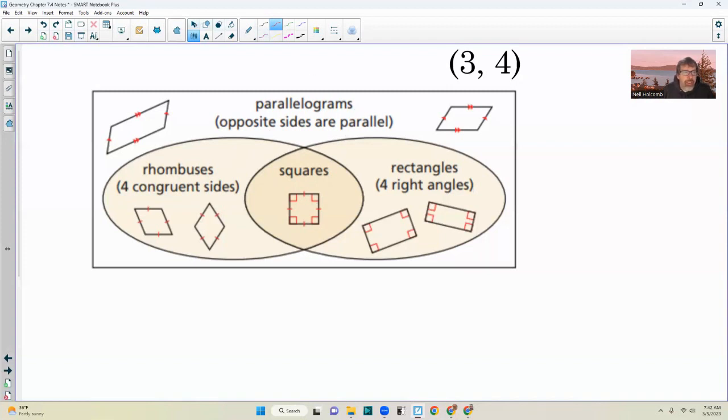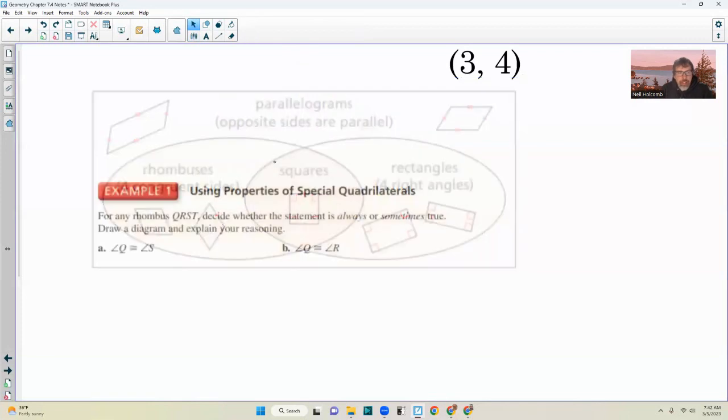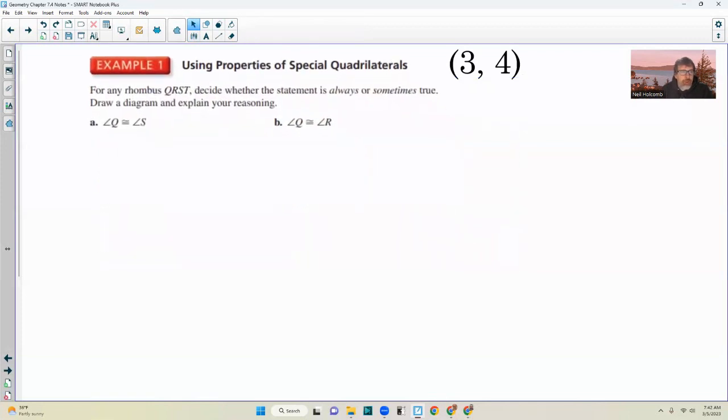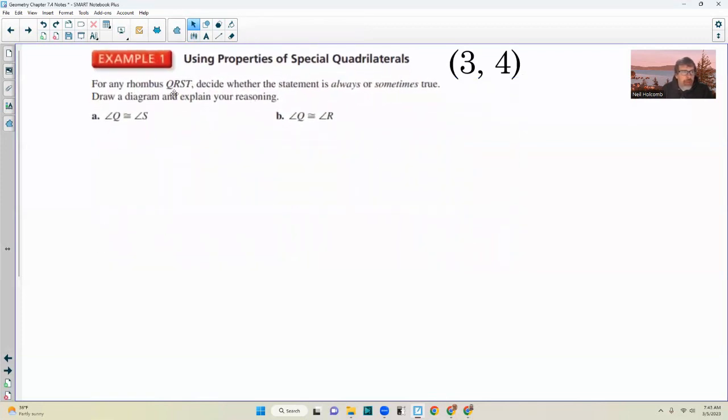All right, so now with that being said, let's take a look at example one. It says use the properties of special quadrilaterals, and we have a rhombus. So for starters, we're going to identify what we're talking about. Rhombus QRST. Decide whether the statements are always or sometimes true, and draw a diagram to explain your reasoning.